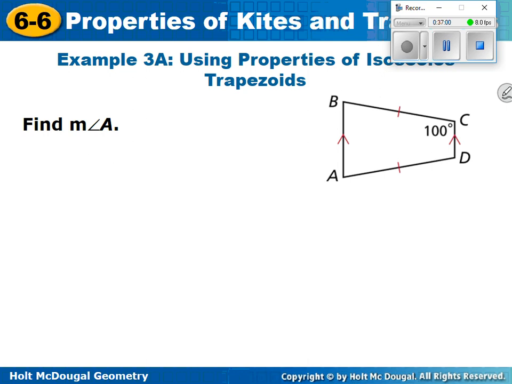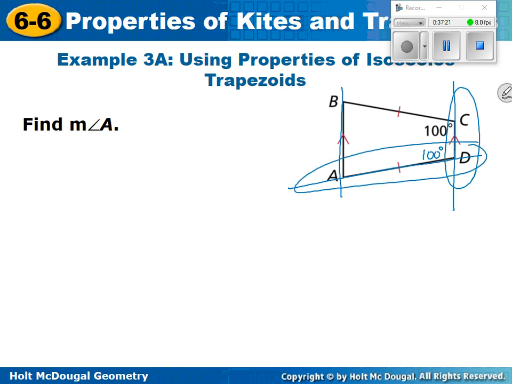So key thing here is, what shape do I have here? Isosceles trapezoid. So some things you know about isosceles trapezoids. They have congruent base angles. So if this is 100, this is 100. These 2 lines are parallel, which means these 2 angles are what? Supplementary, because they're same side interior. So if this is 100, what does A have to be? 80. And the question was, what is the measure of angle A? So you should have ended up with 80 degrees. Questions on the first one? Okay, moving on.